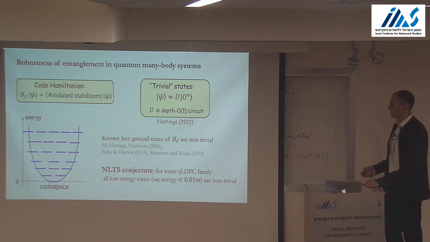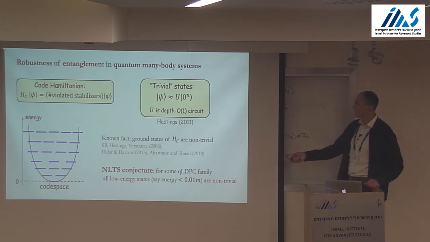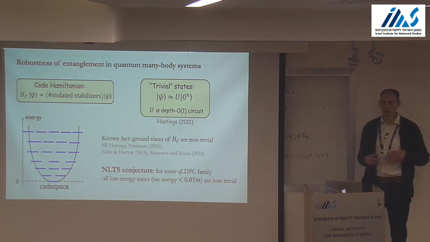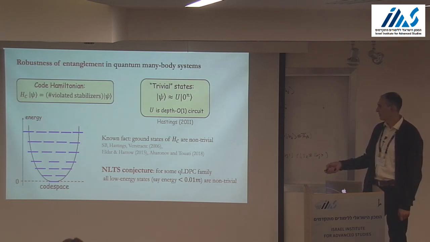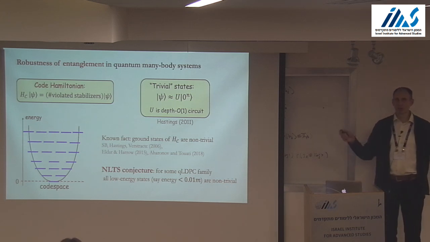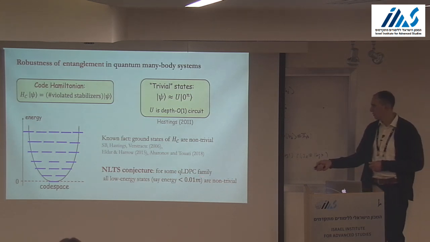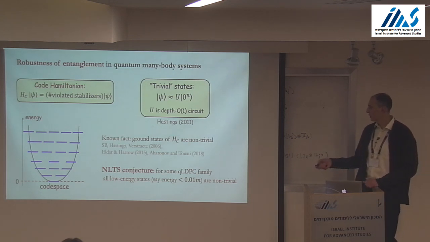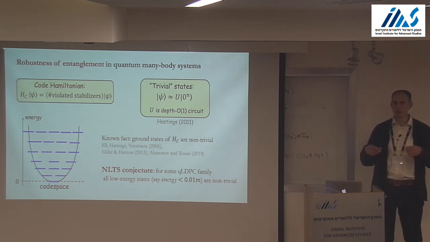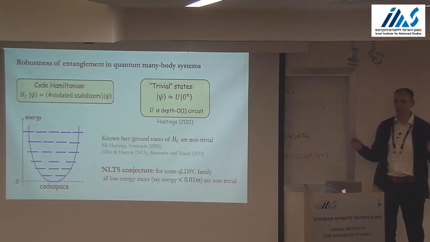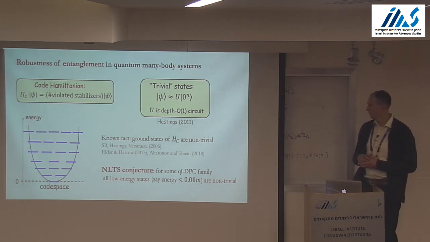And then there is a conjecture that for certain LDPC codes, all low energy states of these Hamiltonians are non-trivial. And by low energy, I mean energy less than some constant fraction of the number of terms in the Hamiltonian, say 1%. So if we want to create such low energy states starting from a product state, we would need a super constant circuit depth, like logarithm or maybe square root of n or something like this.